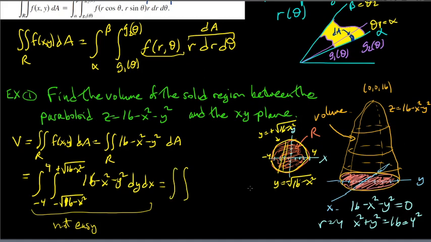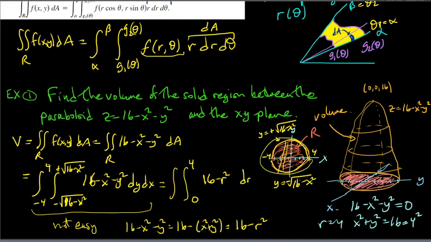using polar coordinates. So 16 minus x squared minus y squared is just 16 minus the quantity x squared plus y squared, which is 16 minus r squared. So now the quantity we want to integrate is 16 minus r squared. And what is r doing? r is just going from 0 to 4, because that's the radius, dr. And then theta, we want the entire disk, so we go all the way around from 0 to 2 pi, d theta.